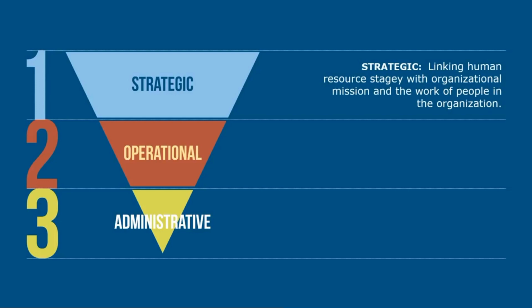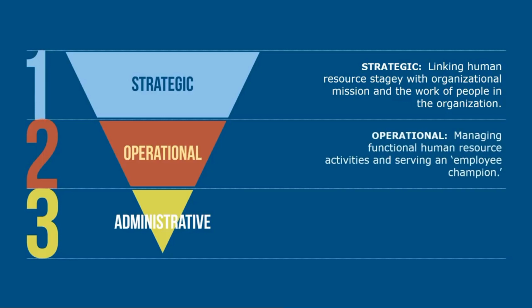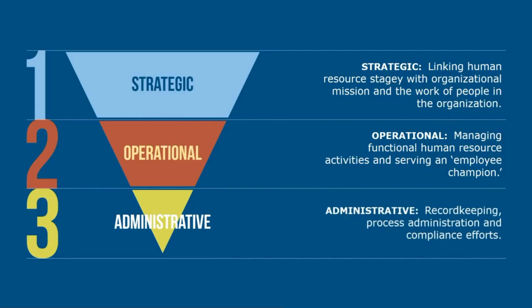The primary role is strategic, which helps define business strategy relative to human capital and its contribution to organizational results. The strategic role helps link human resource strategy with the organizational mission and the work of people in the organization. The operational and employee advocate role manages most HR activities in keeping with organizational strategy and serves as an employee champion to balance the issues of employees and employer. And finally, the administrative role, which focuses on clerical administration and record keeping, including essential legal paperwork, compliance, and policy implementation.